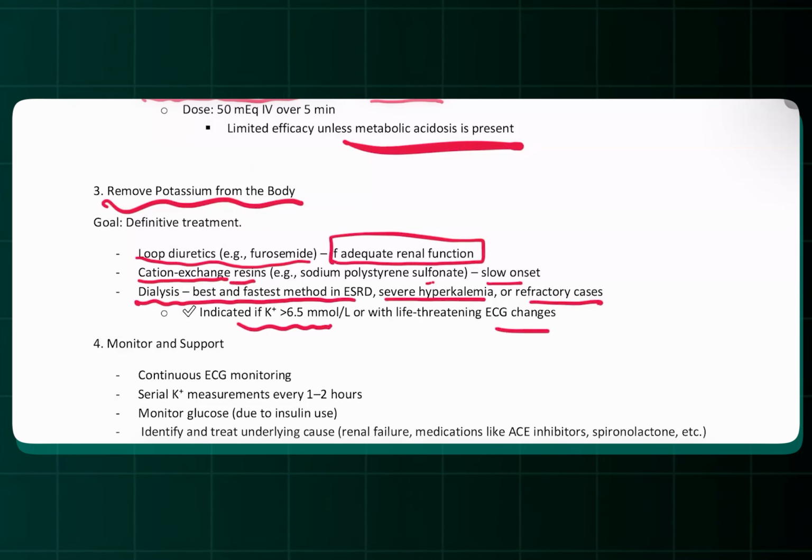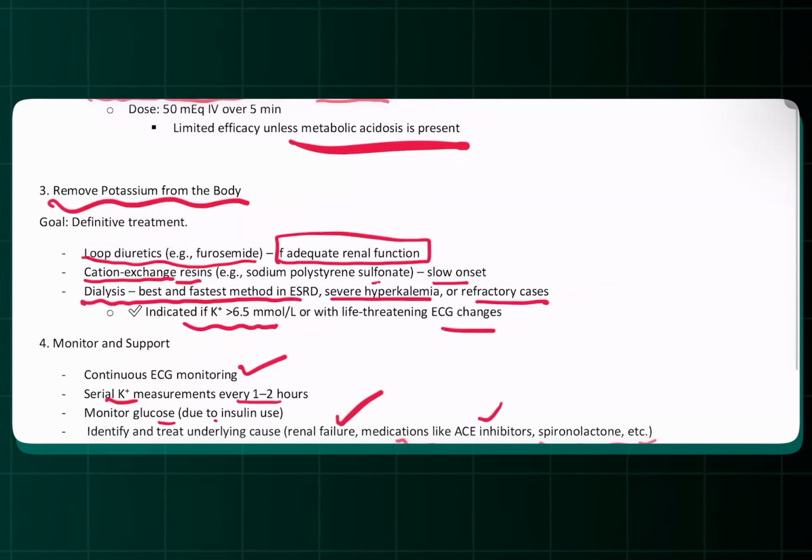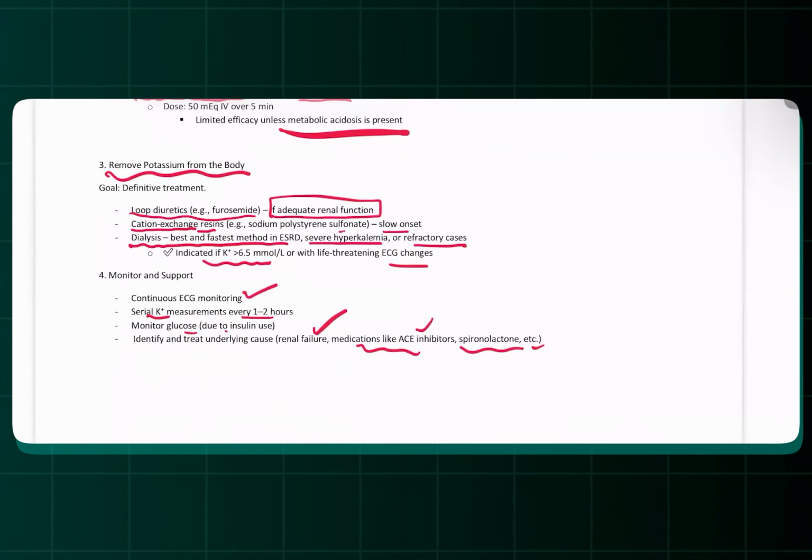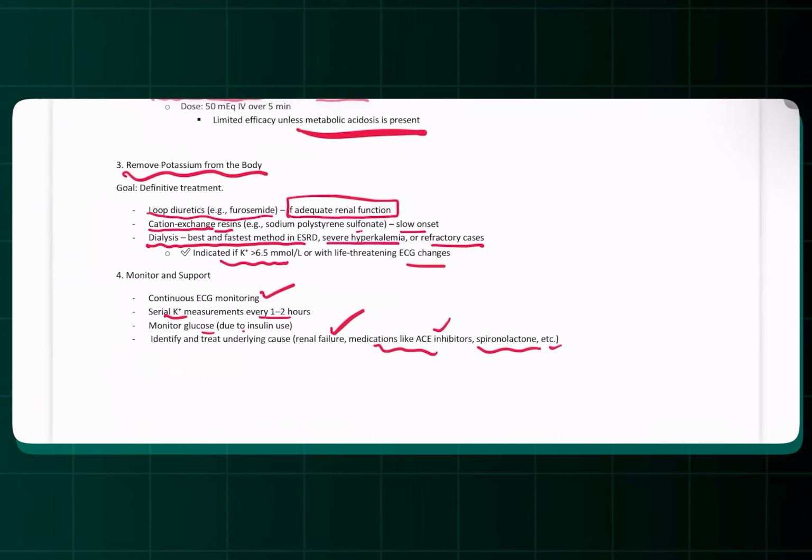So you need to have continuous ECG monitoring, serial potassium every few hours, monitor glucose. Why? Because we are giving insulin. Identify and treat the underlying cause, for example, renal failure, medications like ACE inhibitors or spironolactone, you need to stop them immediately. Is that clear about hyperkalemia? And of course, ECG changes.